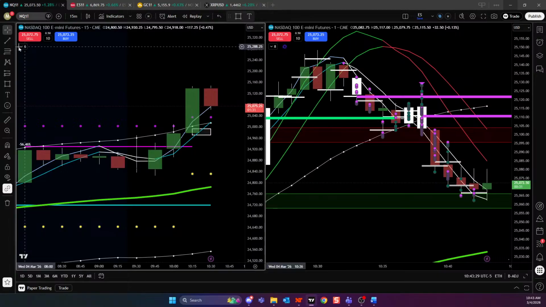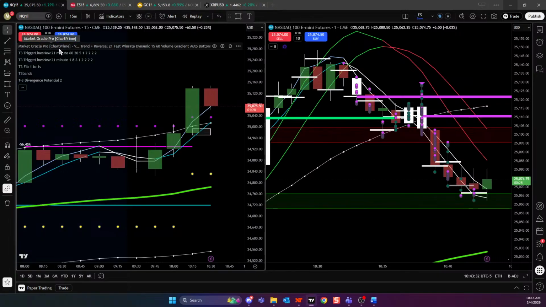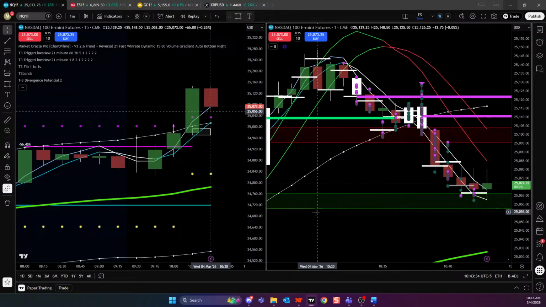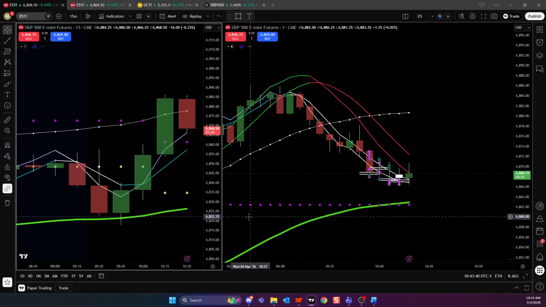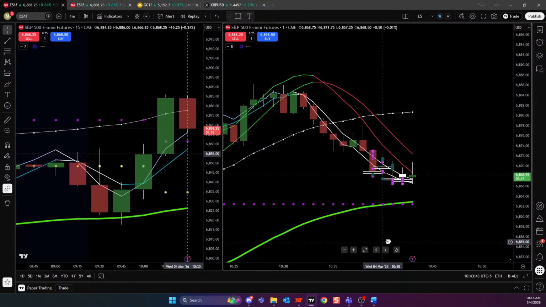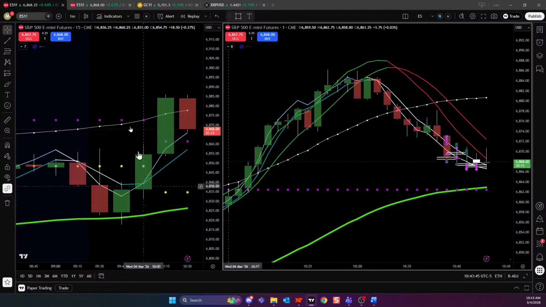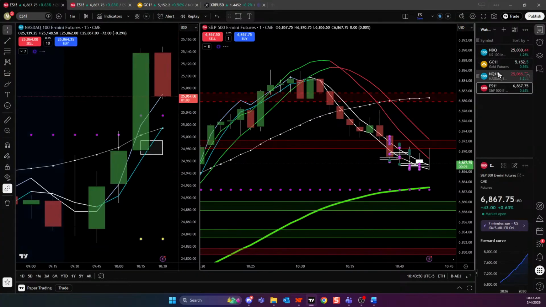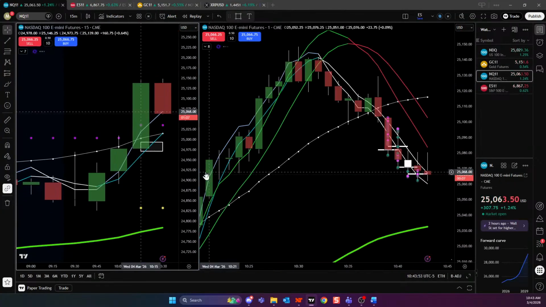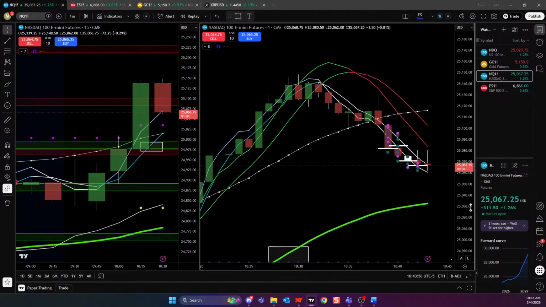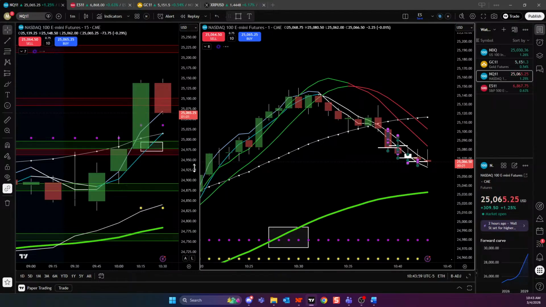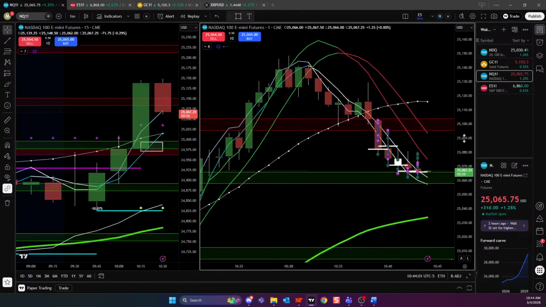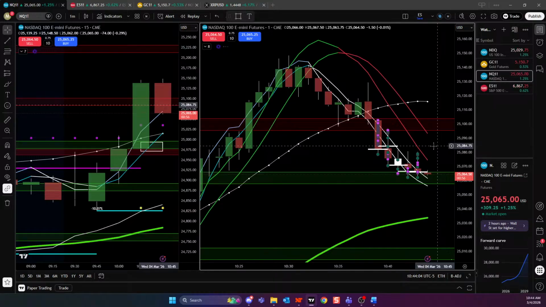Ooh, did I just delete my Chart Prime indicators? I think I did. Whoops. Oopsie. Oh, that's S&P. I need to turn that back into the NASDAQ. There we go. That looks more like it. A close above 84 is the line.